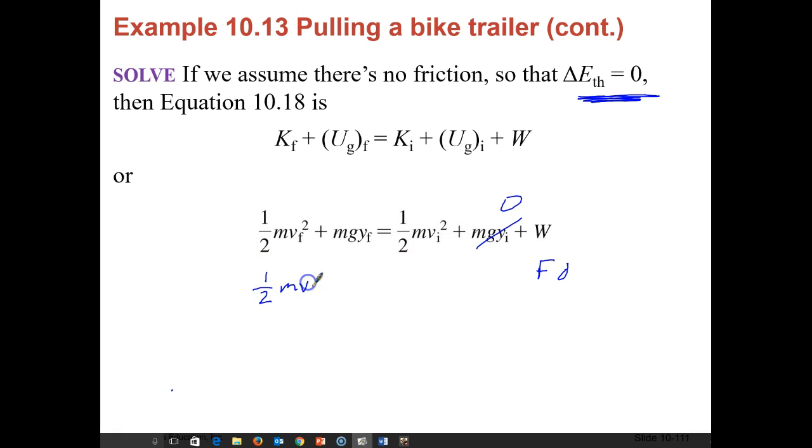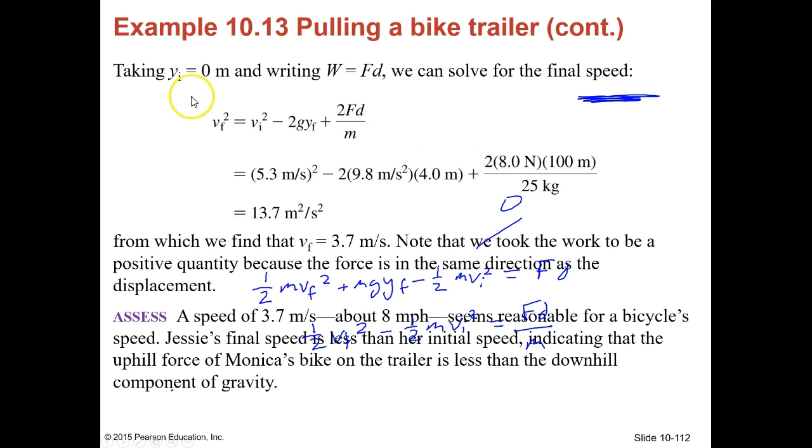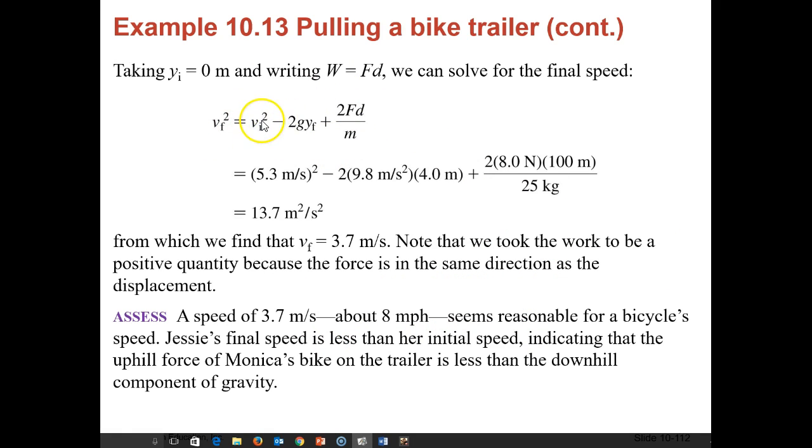So we have 1/2 m vf squared plus m g y final minus 1/2 m v original squared is equal to F times d. If you factor out the m, you can divide it from both sides. So now we have 1/2 vf squared minus 1/2 v original squared is equal to F d over m, and then we can factor out the half and solve for our final velocity at the top. If you do that, you should end up with this equation: the final velocity squared is equal to original velocity squared minus 2 times gravity times the final height plus 2 times force times distance all over the mass. Plug all your numbers in. And then when you solve for vf, notice that this is vf squared, so we have to take the square root of it. You get 3.7 meters per second.